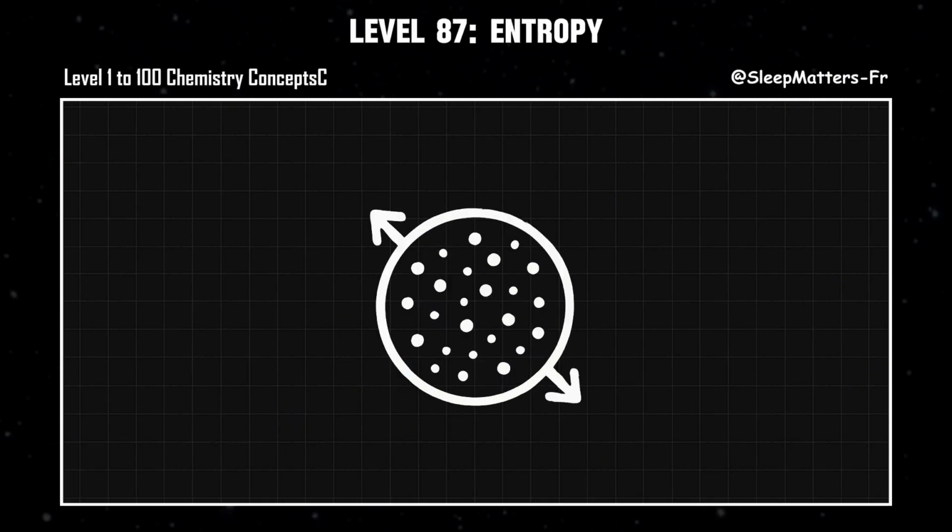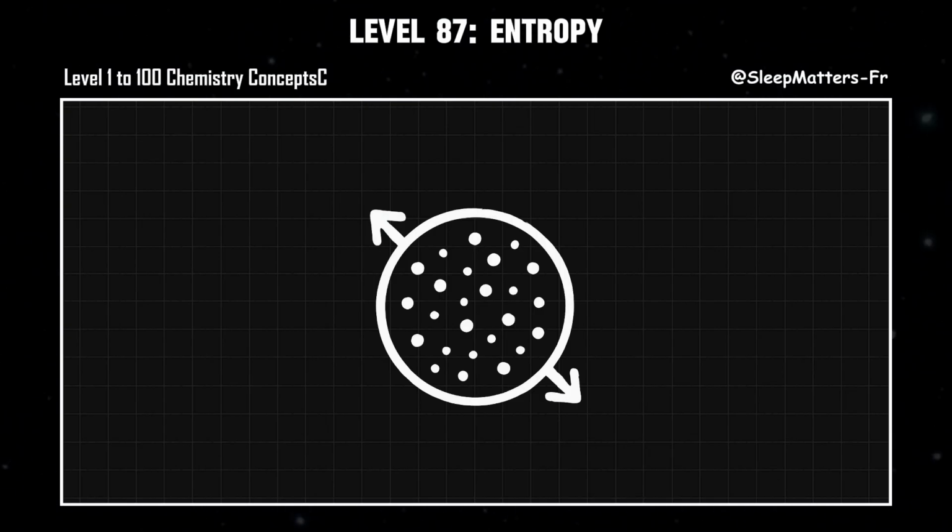Level 87. Entropy. Entropy is a simple but powerful idea. It is a measure of how disordered or random something is. But what does that mean? Imagine you clean your room perfectly. Everything is in its place. The bed is made, the clothes are folded, the floor is clear. This is low entropy because everything is in order.